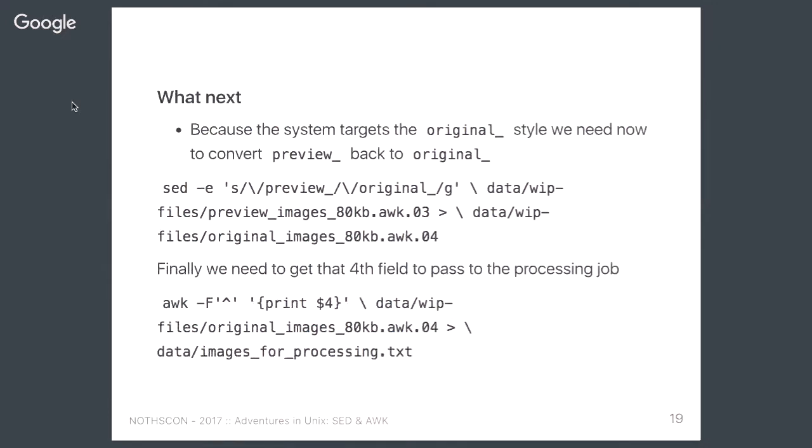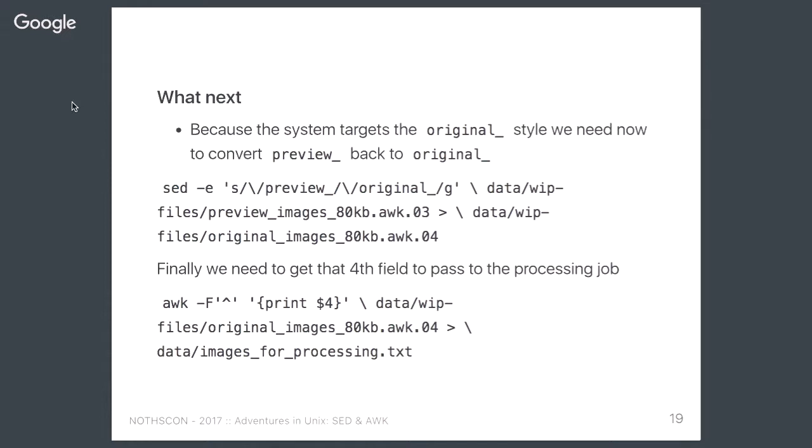Okay, now because all our images are originally saved as an original type of image when they go through, and these are all product images from the CMS, we needed to convert our preview back to original. So how could we do this? Well, I probably could have done it in Awk, but the way I actually did it was using Sed again. So we just say, let's take the file, which happens to be the preview images 80 KB. Let's search for preview underscore and replace it with original underscore. So we do that and create another output file, which is our original images.